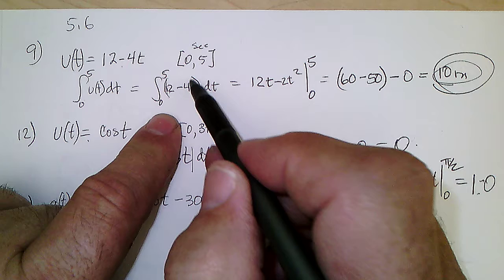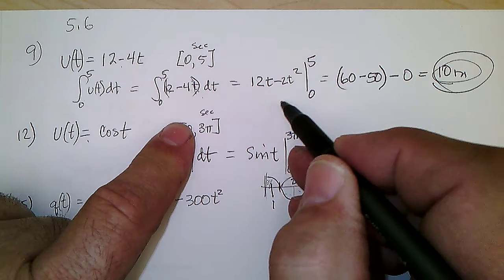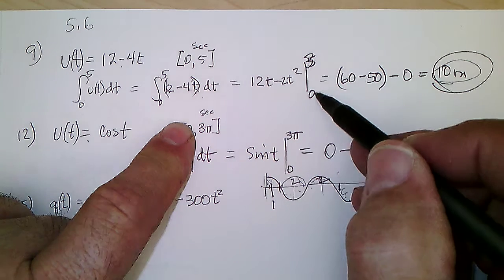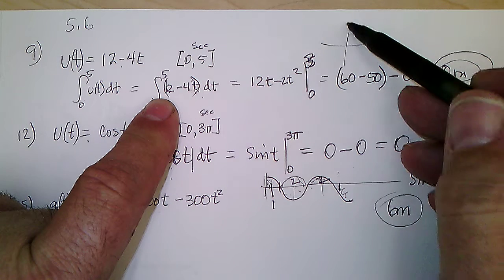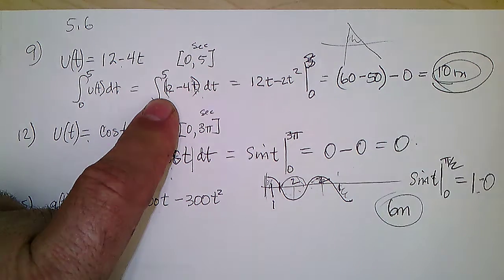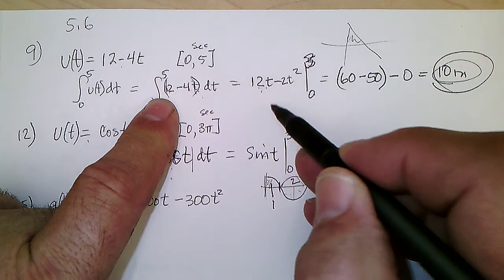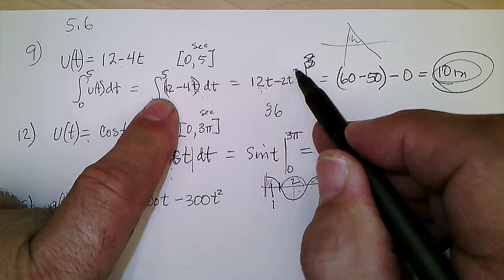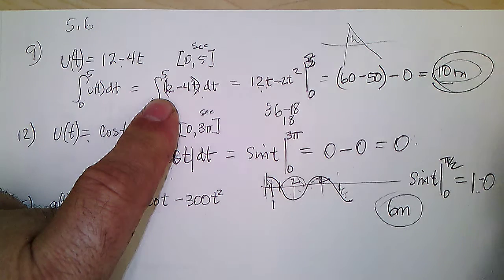But if we do the absolute value, this is 0 at 3. So we have to integrate this from 0 to 3. And that part would be, 12 minus 4t is going to be going down, so that part would be positive. So if we go from 0 to 3, that would be 36 minus 9 times 2 is 18. So that's 18 it went in distance from 0 to 3.